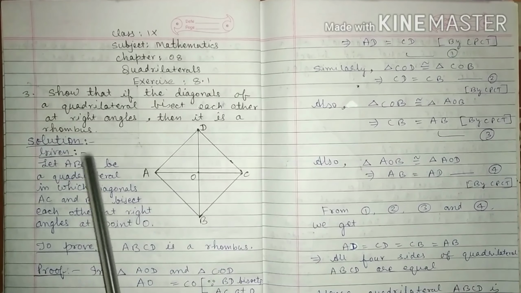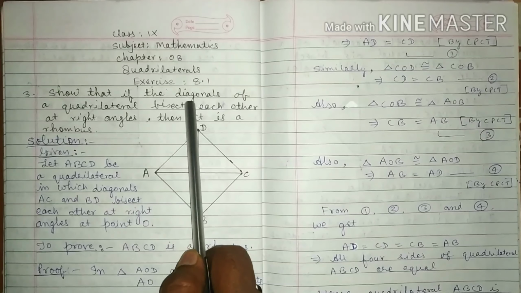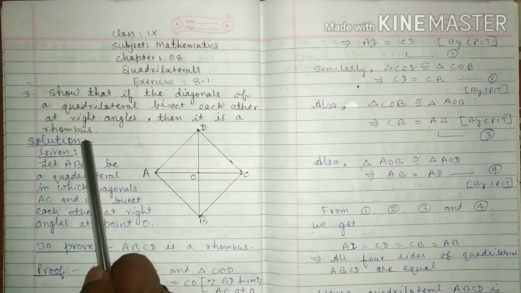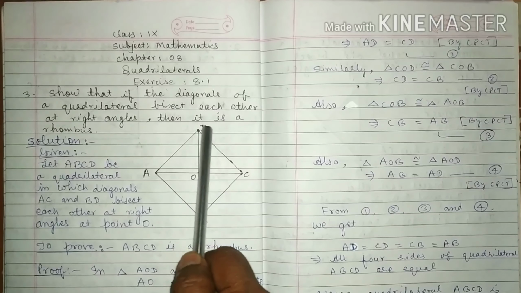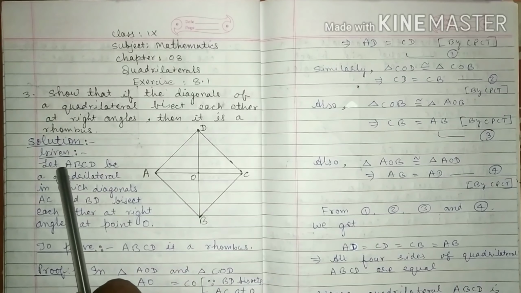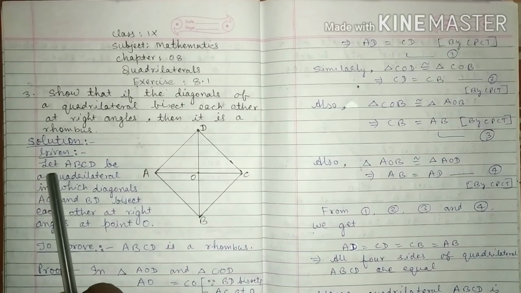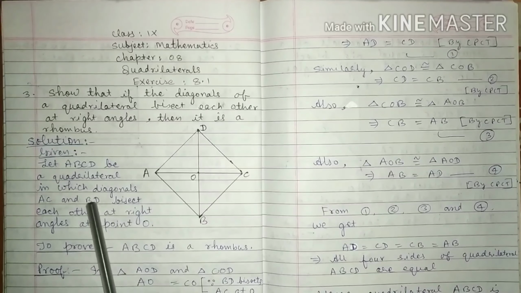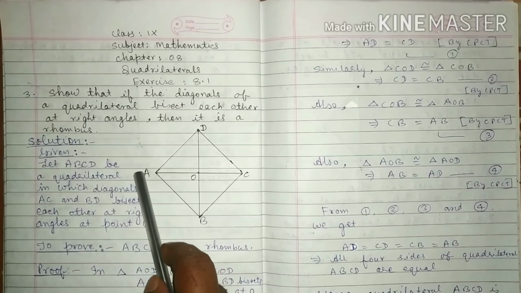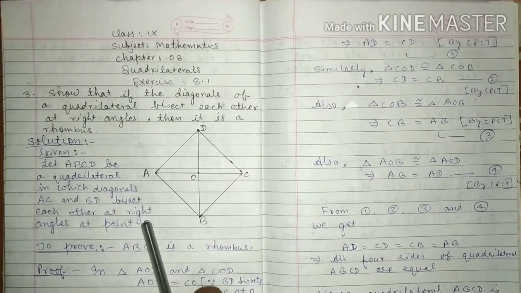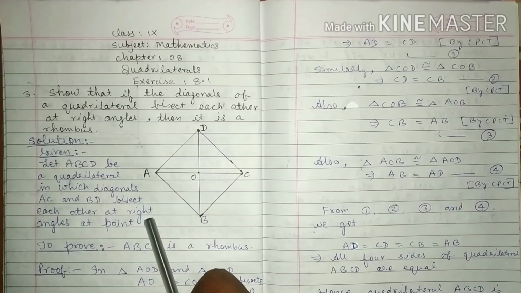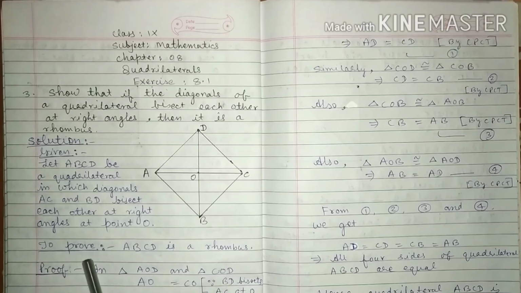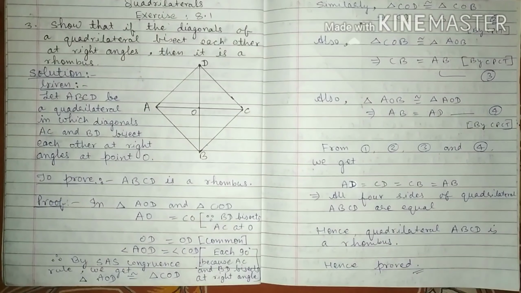Question number 3. Show that if the diagonals of a quadrilateral bisect each other at right angles, then it is a rhombus. For the solution of this question, we write given. Let ABCD be a quadrilateral in which diagonals AC and BD bisect each other at right angles at a point O. To prove: ABCD is a rhombus.